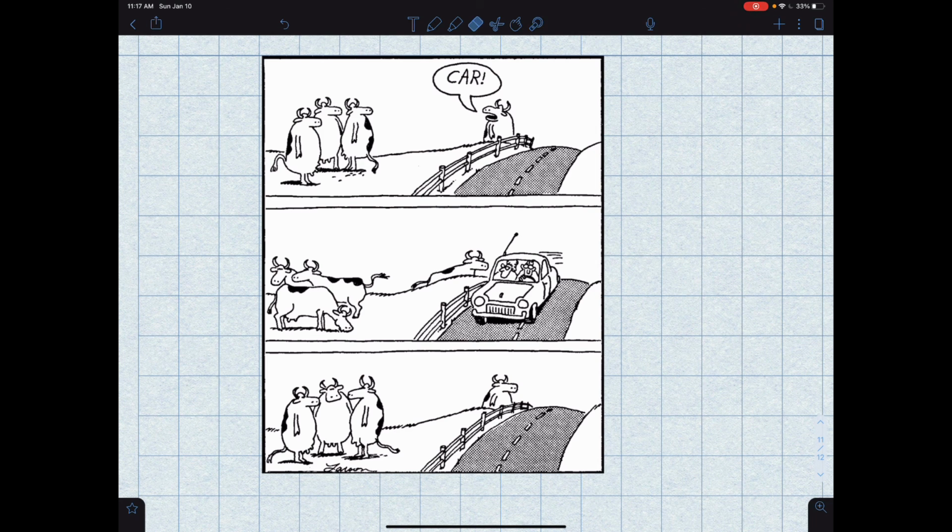That is one of those scientific laws that by observing something, you change it, right?